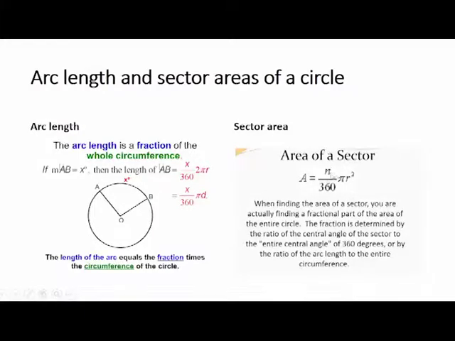x represents the angle, over 360 times the area. The formula for the area of the circle is pi r squared. So you see that when finding the area of the sector, you are actually finding a fractional part of the area of the entire circle. The fraction is determined by the ratio of the central angle and so on. So you look at the angle that's subtended by that sector over 360 and then times the area of the circle.